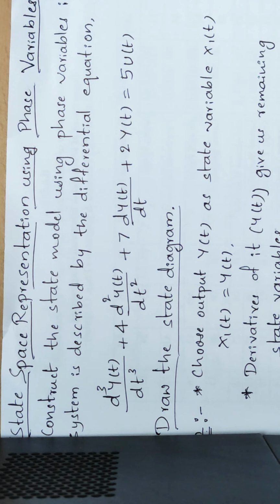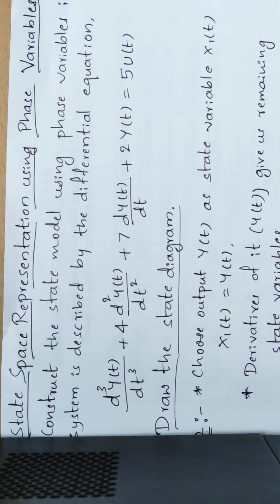Hi everyone, we'll discuss the state space representation. In the state space representation, we are going to see the first method, that is by using the phase variables. This is a very simple and very easy method. Only the numbers, the coefficients of the variables, will change. Remaining all steps, all procedure is the same. Let us study how to obtain the state space model using phase variables.